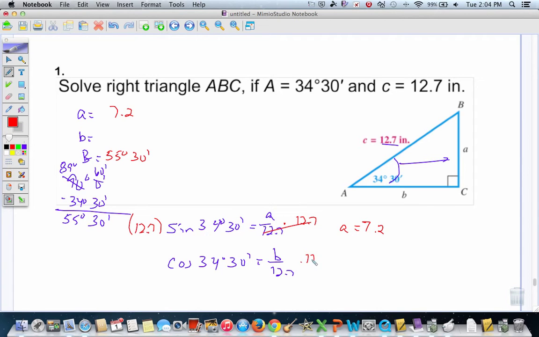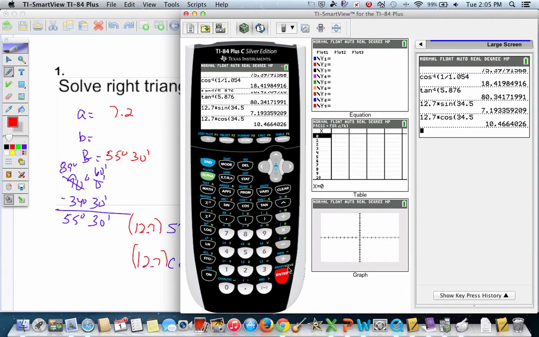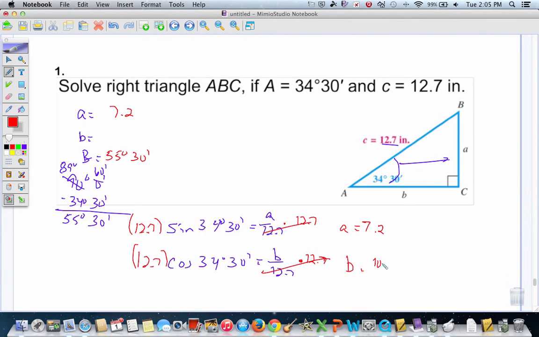We'll do the exact same thing. I'll get B by itself by multiplying both sides by 12.7, which will cancel the 12.7 on this side, and we'll type that in, 12.7 times the cosine of 34.5, and side B is going to be about 10.466 or 10.5. So there we have solved our triangle for the two missing sides and the missing angle.